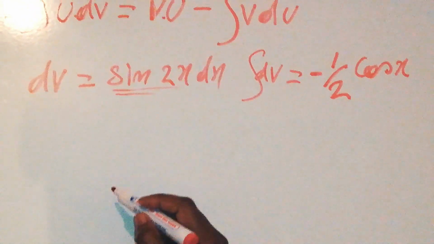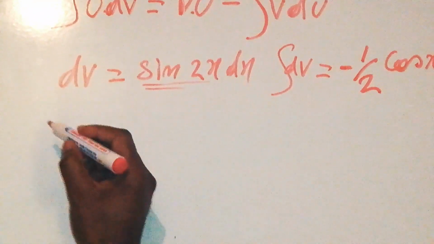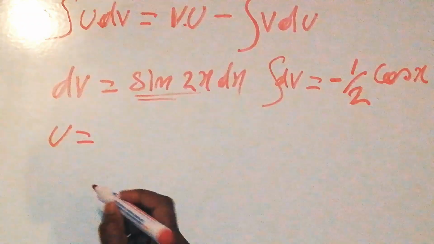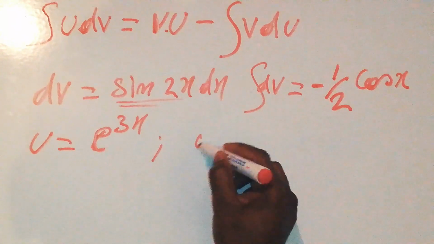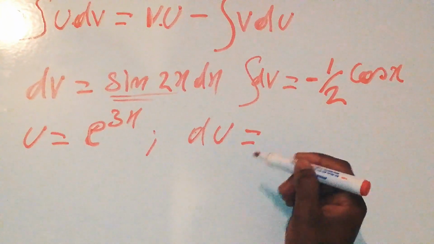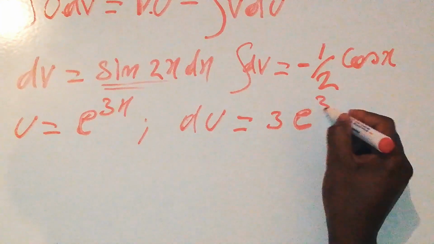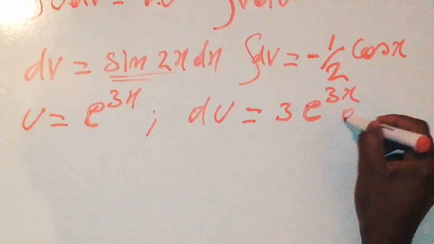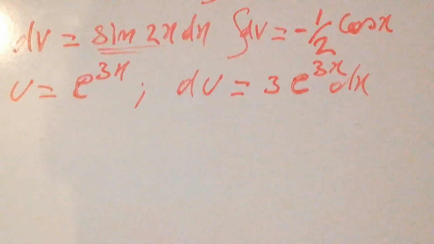Okay, so then I come here, I need to take u. So what is u? U is equal to e^(3x), which means du is equal to 3e^(3x) dx. So now I bring it this way.